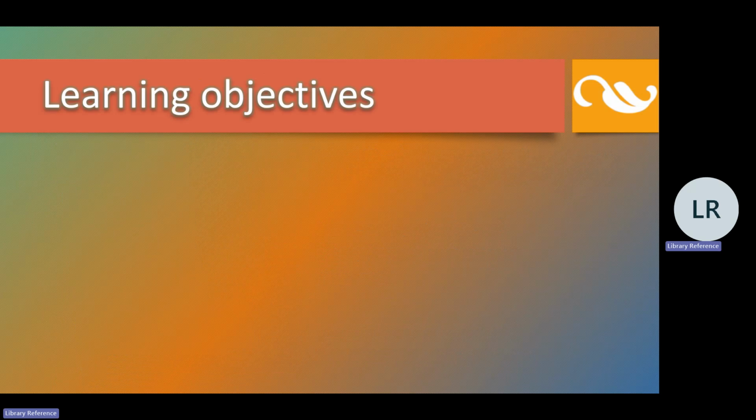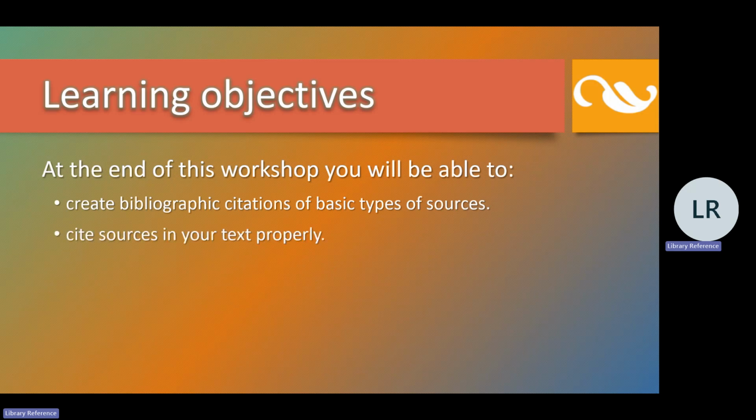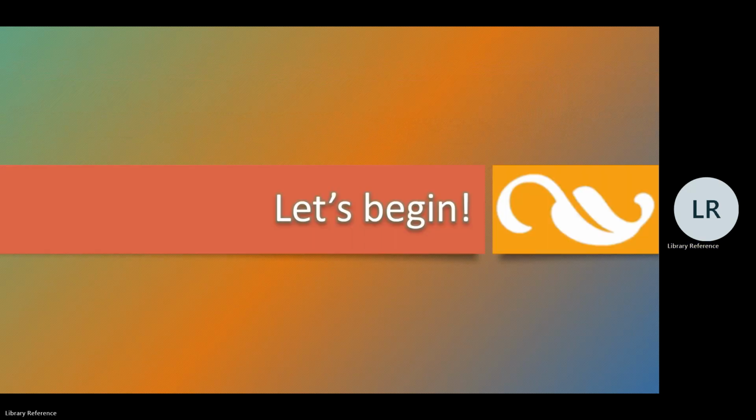I'm going to start with the learning objectives of this session. By the end of it, you will be able to create bibliographic citations of basic types of sources, and you will be able to cite sources in your text properly. So let's begin.